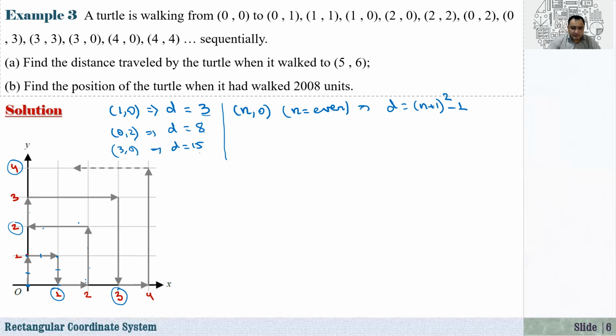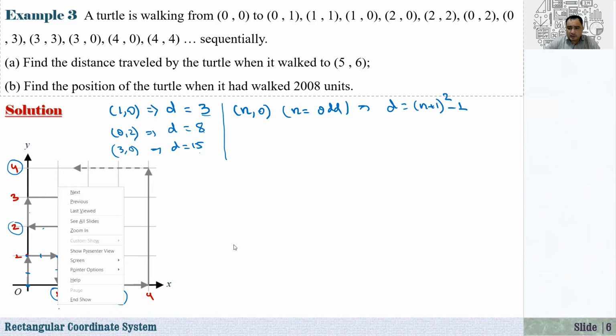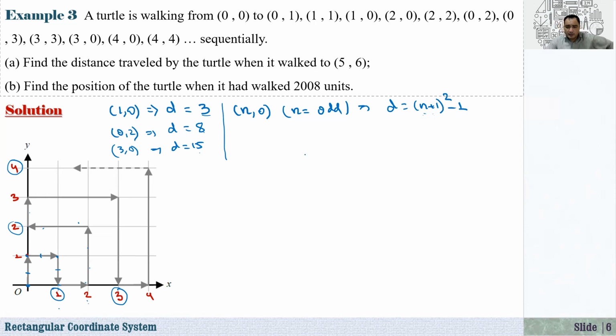So I see here it is even, right? If it is at 2, what is the distance traveled? All right, so n0 should be odd, right? Because on the x-axis, it should be odd. Okay, so because it's 1, the distance is 3. So it is 1 plus 1 is 2, 2 squared minus 1, that's equal to 3.